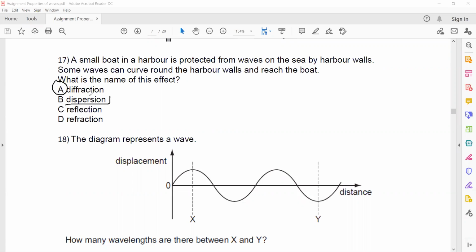Dispersion, you will study dispersion. Dispersion is actually when white light spreads into 7 colors. That part we will discuss later. But when white light splits into colors, like violet, indigo, blue, green, yellow, orange, and red, we call that dispersion of the light.